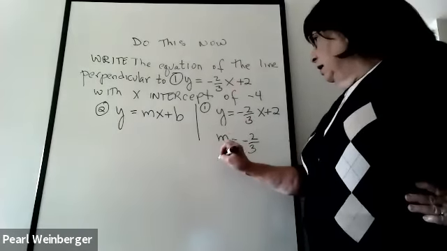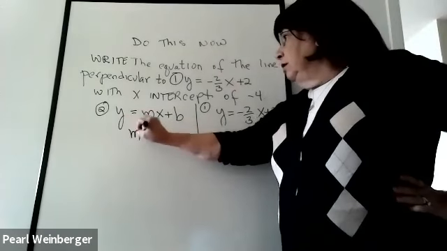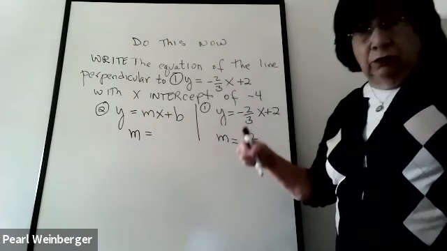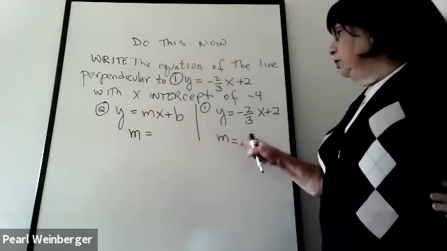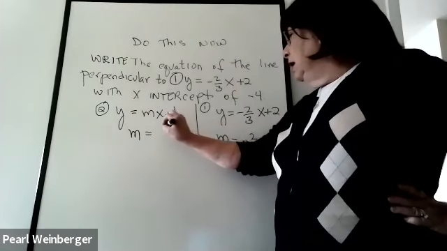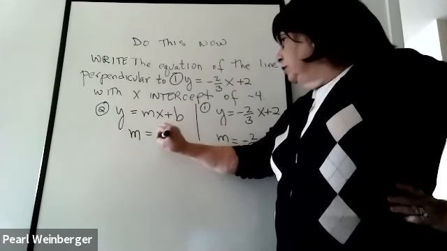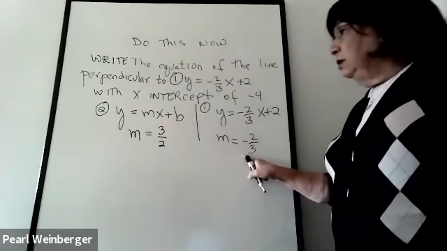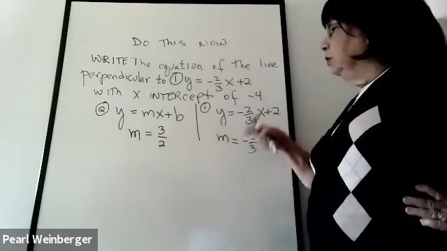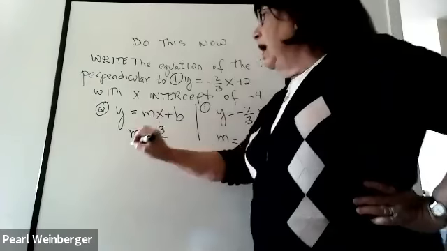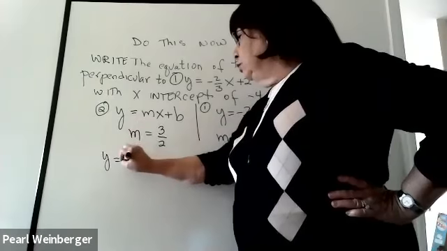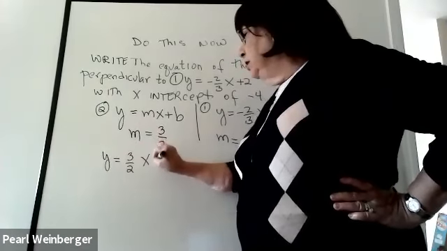Since my line is perpendicular, we know when lines are perpendicular, their slopes are opposite reciprocals. So therefore, the slope of my new line that I'm trying to write the equation of is going to be positive 3/2. It's the opposite reciprocal. We switch its sign, it's negative, it becomes positive, and we take its reciprocal, we turn it upside down. So I know that the line that I'm finding the equation of is y equals 3/2 x plus b.